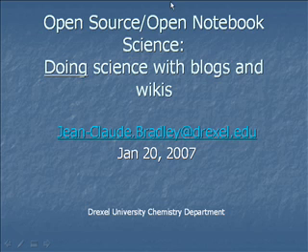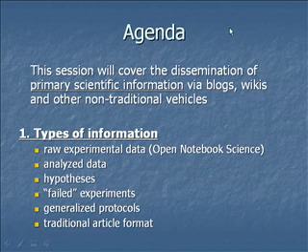So the term that I've been using lately is open notebook science, which is what we do in my lab, where the wiki is actually the official notebook of our lab. And I'll show you what that actually looks like in a little bit. Okay, in terms of an agenda, I posted this a couple of days ago. Again, this session is really only about the dissemination of primary scientific information via blogs, wikis, and you'll see a couple of additional non-traditional vehicles.